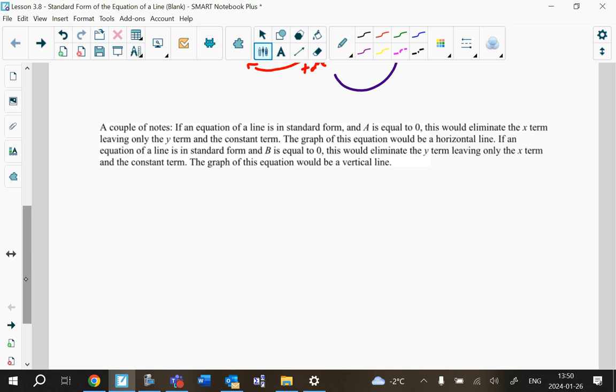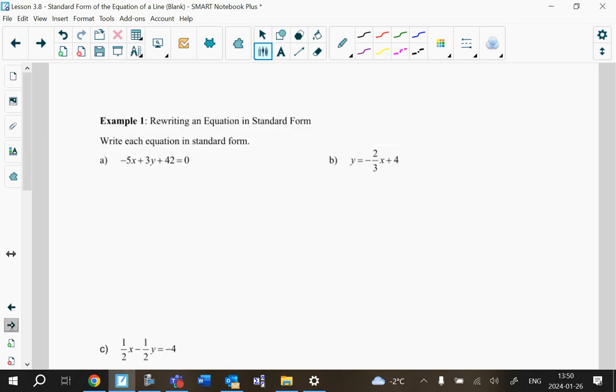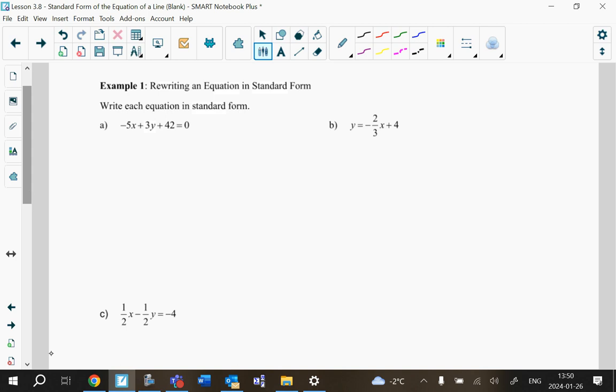I'm not going to worry too much about that. So here, let's just take 3 different equations and put them into proper standard form. So remember, they've got to look like this. Something x, where that number has to be positive, plus or minus something y equals a number.